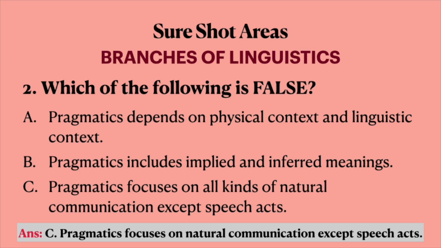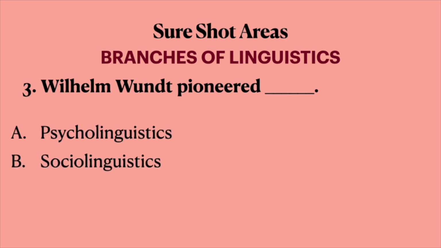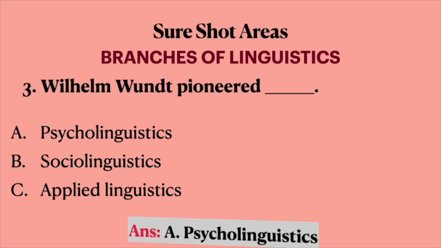Okay, let's move on. Next question from branches of linguistics. Wilhelm Wundt pioneered in option A, psycholinguistics, B, sociolinguistics, C, applied linguistics. He was the father of which one of these branches of linguistics? And here is the answer. Option A, psycholinguistics. Wilhelm Wundt was a German psychologist. Can you tell us about him more in detail?